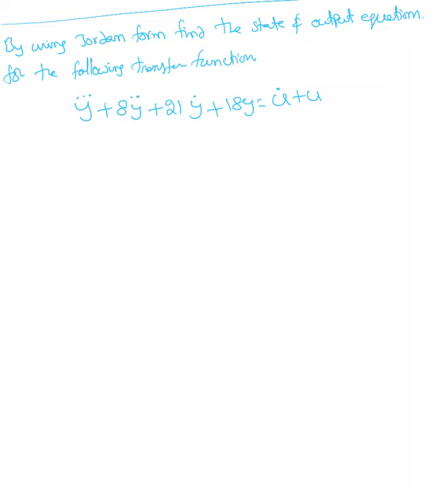Okay, here is another example. By using Jordan form, find the state and output equation for the following transfer function. You can see that's a third order system. So he gave us one pole. He's saying that it has a pole at -2.